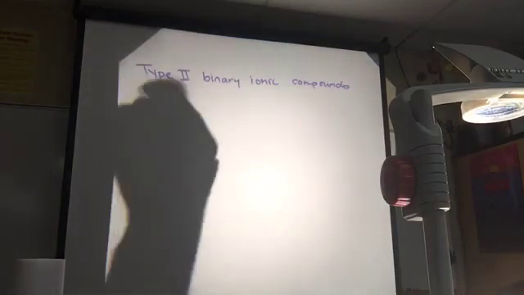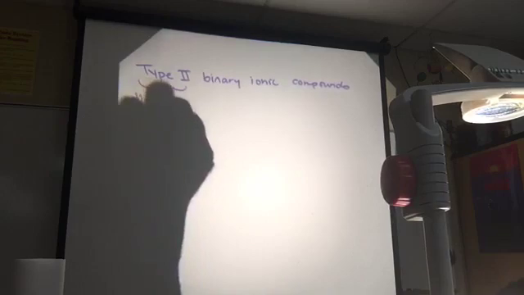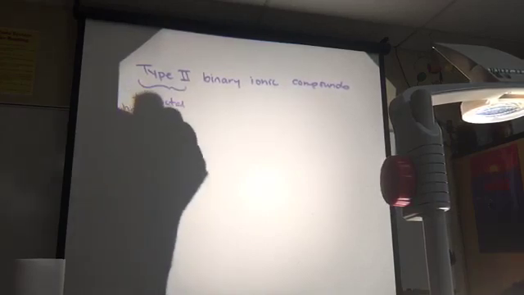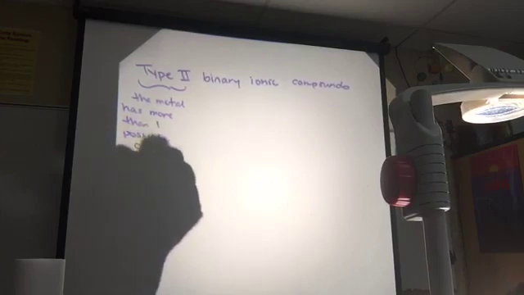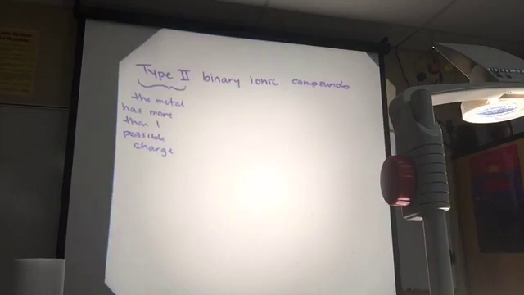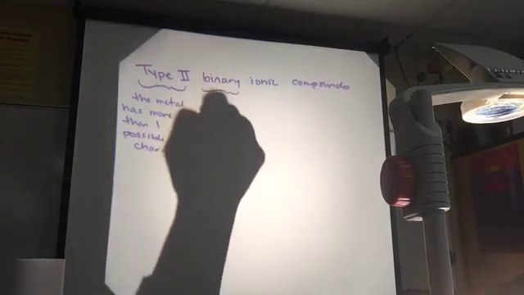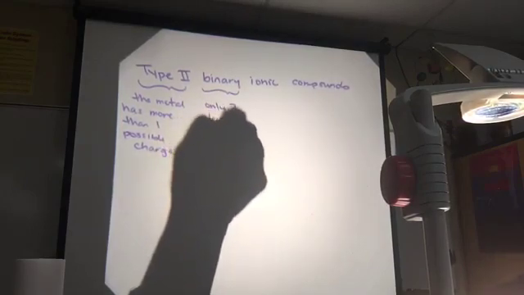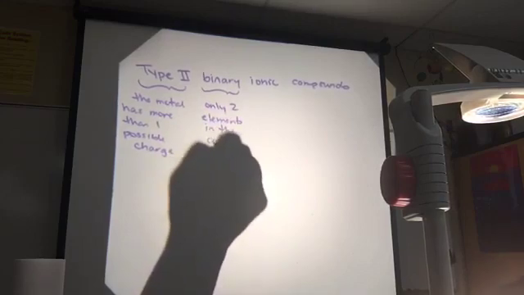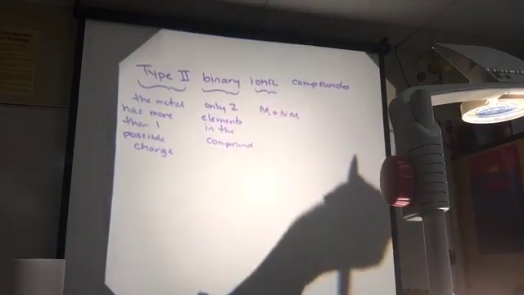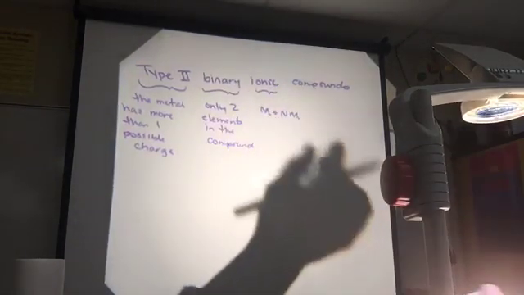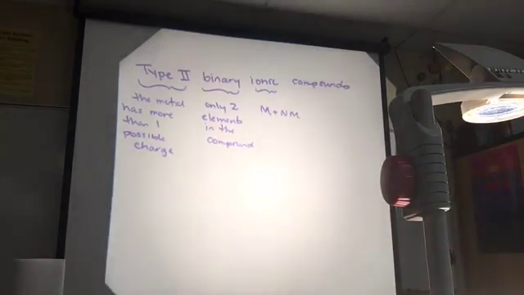So type 2 metals: the metal has more than one possible charge. Not that the charge is more than one, but it's got more than one possible charge. Binary again means there's only 2 elements in the compound. Ionic means it's a metal plus a non-metal. Notice the metal is always written first, no matter what. M before N. Okay, so you can write that down. Make sure you have out your periodic table and your flow chart while you're trying to do these.